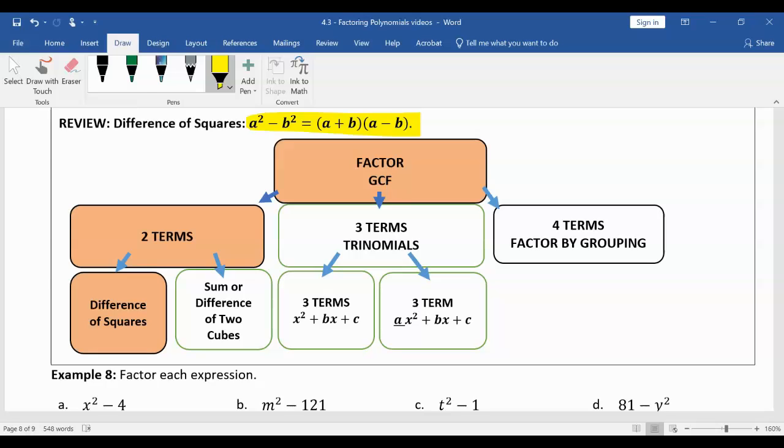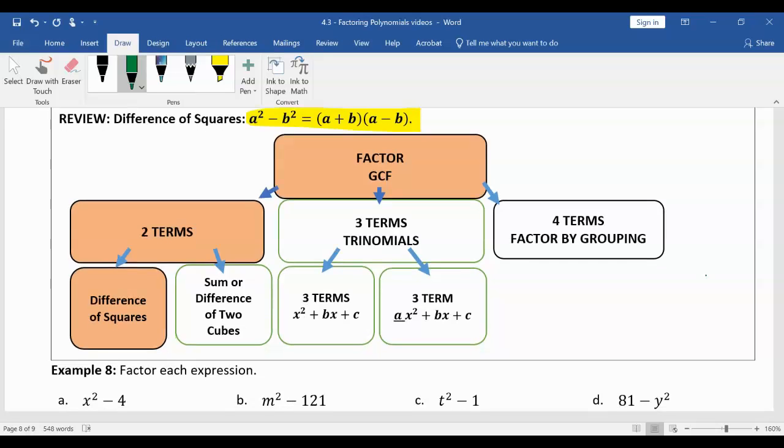Let's do some examples. Example 8, factor the expression x squared minus 4. We notice that both terms are squares and they are being subtracted. We can continue with the process of the difference of squares. A squared minus b squared equals a plus b times a minus b. So let's find the values for a and b. Notice that these are the values being squared.